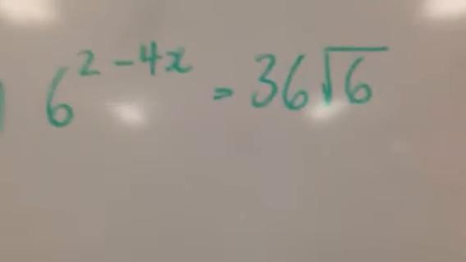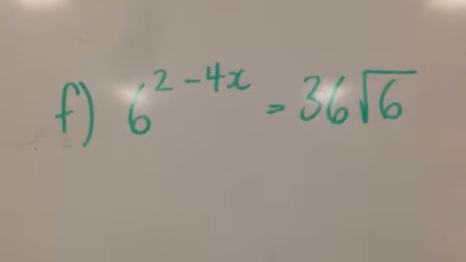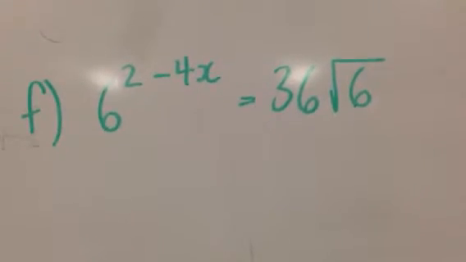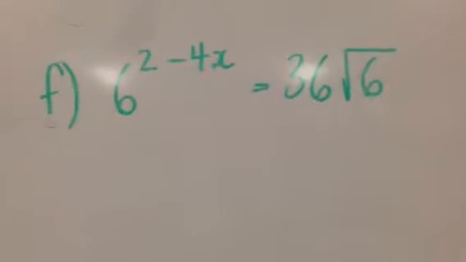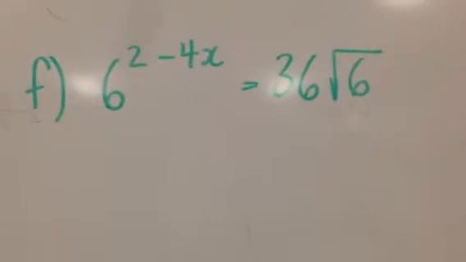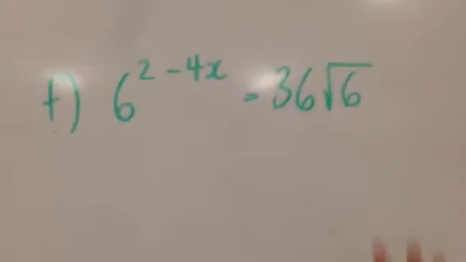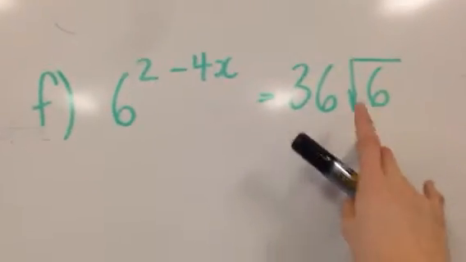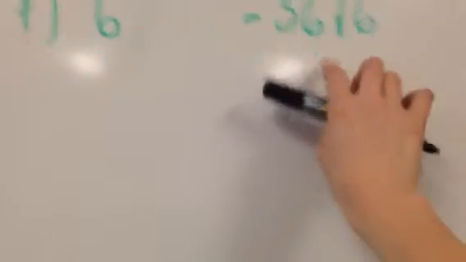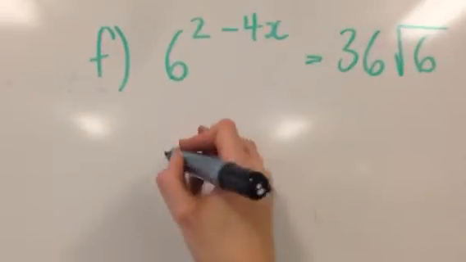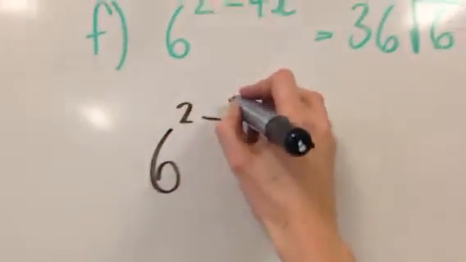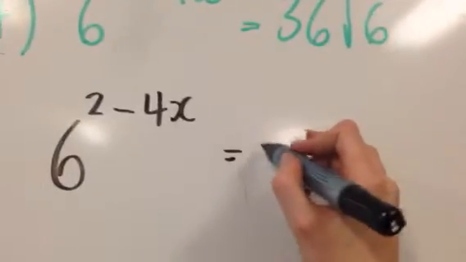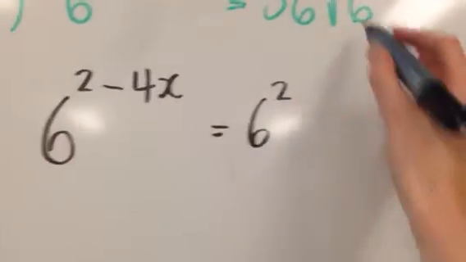Okay, lucky last one. This is probably one of the hardest ones you'll see. You have 6 to the power of 2 minus 4x, which is equal to 36 root 6. Now, I need to try and equate these powers. I've got a third term here, but there looks like there's something I can do so that I can get it to a base of 6. So let's work with that. I've got 6 to the power of 2 minus 4x on this side. 36 can be rewritten as 6 squared.